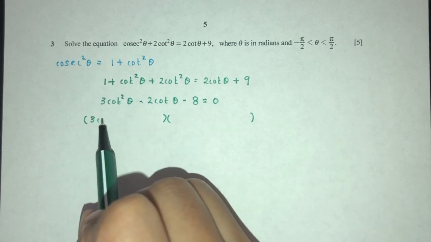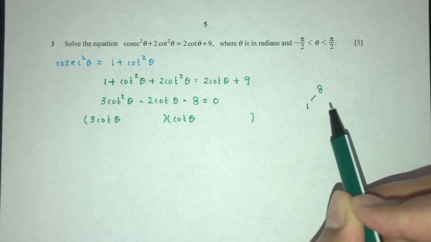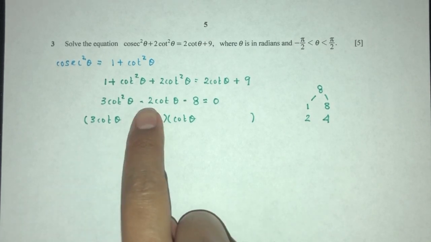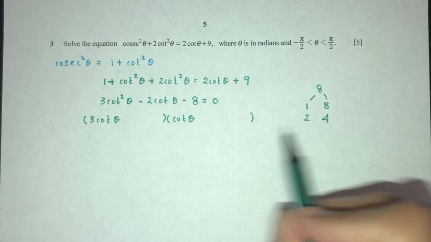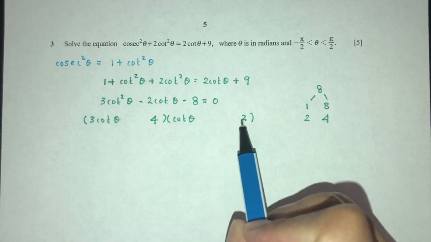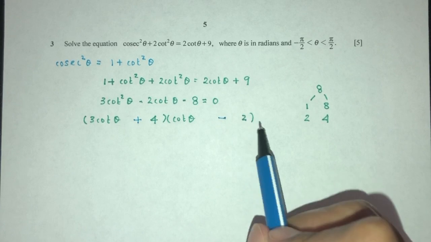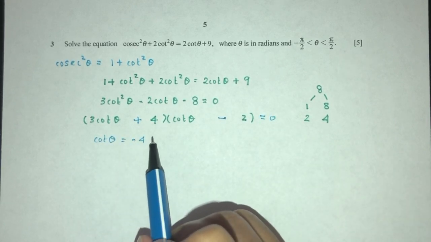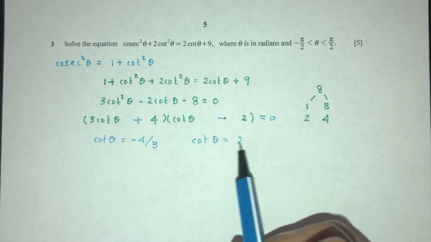That will be 3 cot theta and then cot theta over here. 8 is 1 times 8, or it can be 2 times 4. Let's see which pair we have to choose so we can get minus 2 over here. So by observation, we can choose this one. That will be 2 here and 4 here, right? Because 3 times 2 will be 6. We have to have minus 6, then plus 4 to get minus 2. So cot theta is equal to minus 4 over 3. And cot theta will be the value of 2.